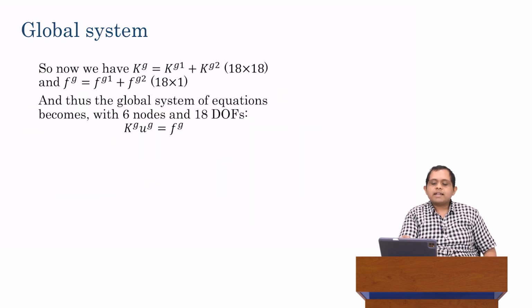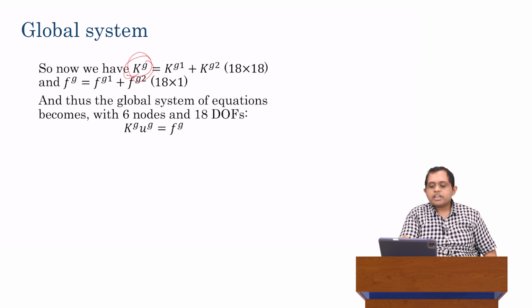We can then define the global stiffness matrix of the entire system as simply the superposition of these individual global stiffness matrices, which is to say Kg is equal to Kg1 plus Kg2. Both are 18 by 18, so this summation is valid. Similarly, Fg is equal to Fg1 plus Fg2, both are 18 by 1. So this is how we get the global system of equations.